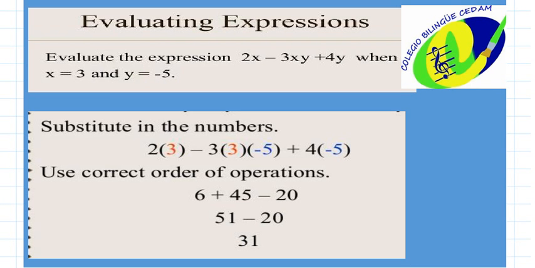2 times 3, 6, minus 3 times 3, 9, 9 times 5, 45, but negative multiplied by negative gives positive, plus positive multiplied by negative, negative, 4 times 5, 20. So here we've got 6 plus 45 equals 51, minus 20, 31. That is the final answer. The only thing we have to bear in mind here is the law of signs.